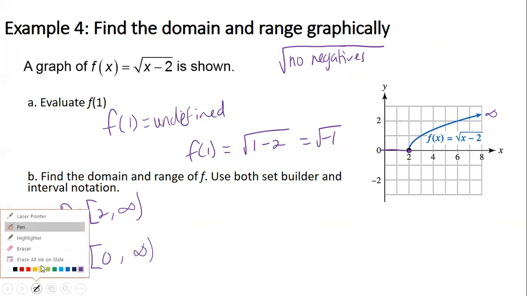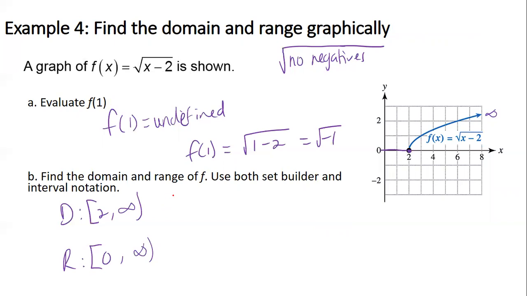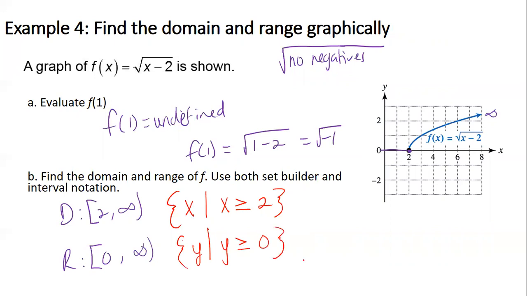When I write it in set notation, my formal way of writing this, I would have my brace x such that x is greater than or equal to 2. And that makes sense because I like to think of this as an arrow and I'm heading to infinity, right? Positive infinity. And this one, y such that y is greater than or equal to 0.